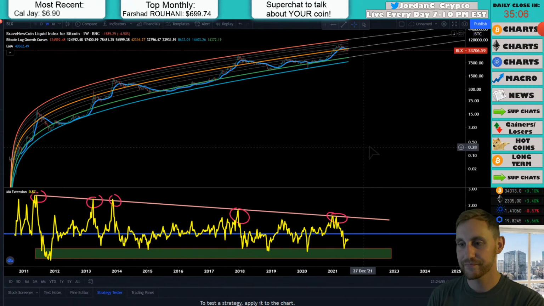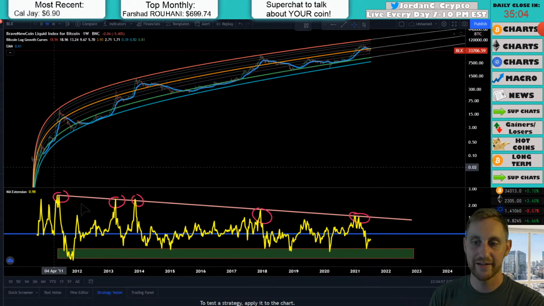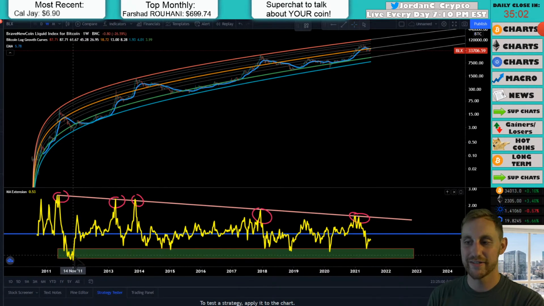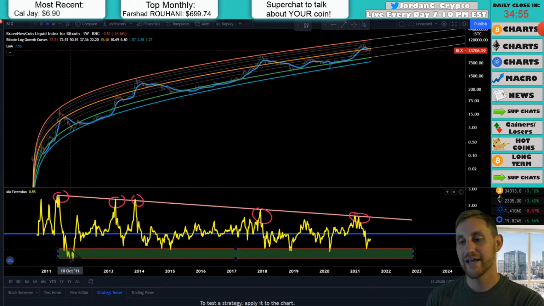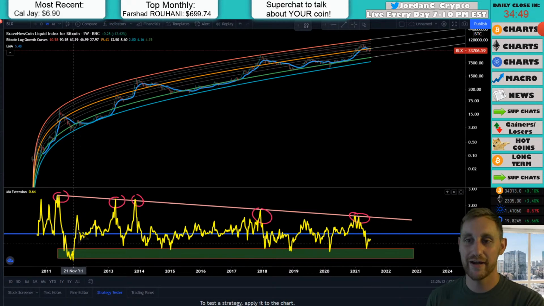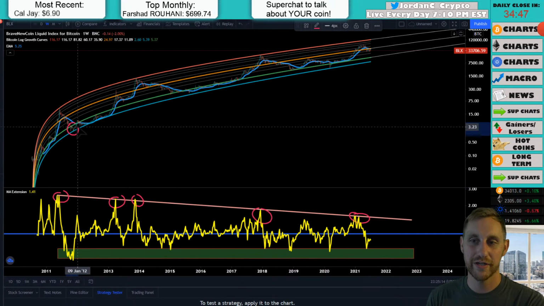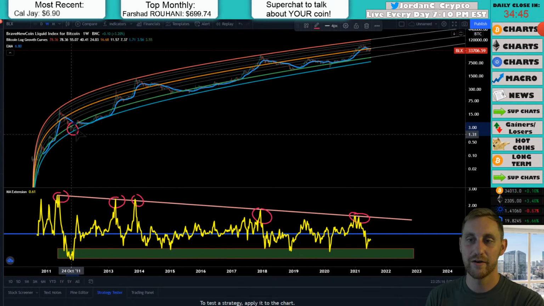But anyways, on the bottom side, every single time we go into this green box, it always tends to be either a bear market bottom or a relative local bottom where shortly afterwards, we go up and retest the 21-week moving average. Right here at the bottom of the 2011 bear market, we went into the green box. Eventually what happened?